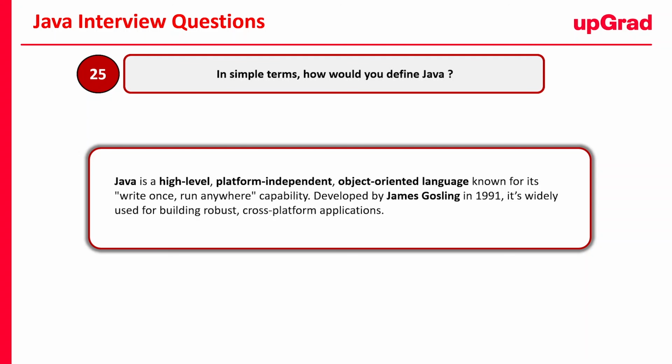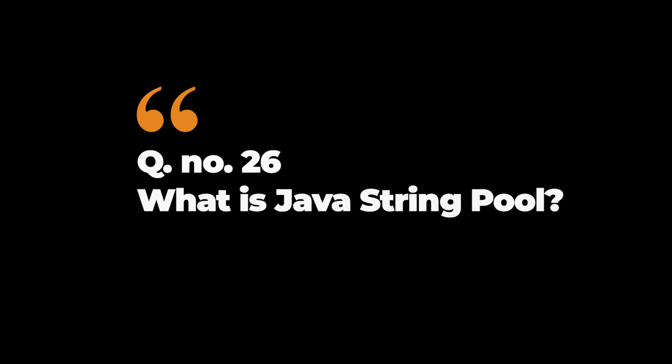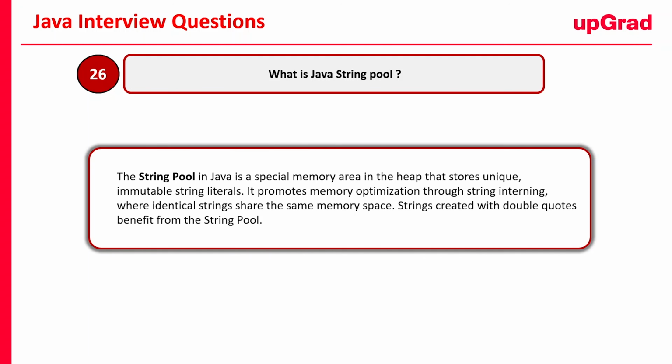Now coming to question number 26, which is what is Java string pool? When you're asked about the string pool in Java, the goal is to assess your understanding of memory management and how strings are handled. To answer this question, you can start with: the string pool is a special area in the Java heap where string literals are stored.